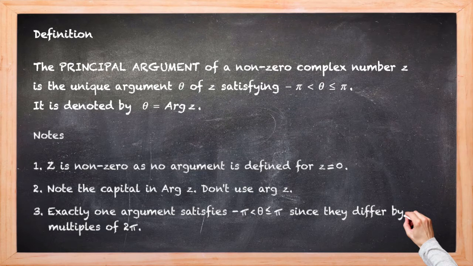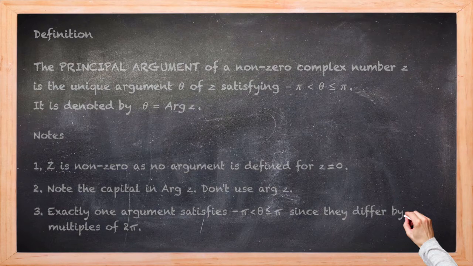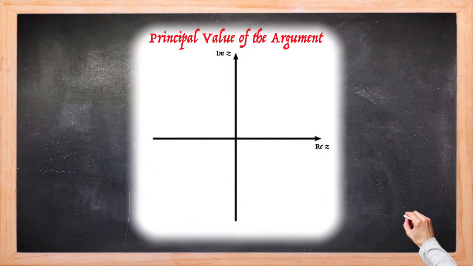Now to note, it's non-zero. 0 has no argument. Note the capital. We don't use small arg z. And there is only one argument in that range, since they all differ by multiples of 2 pi. So let's illustrate the idea of a principal value by picking a set of complex numbers. Now root 3 plus i has a principal argument of pi upon 6, and it lies in the first quadrant.